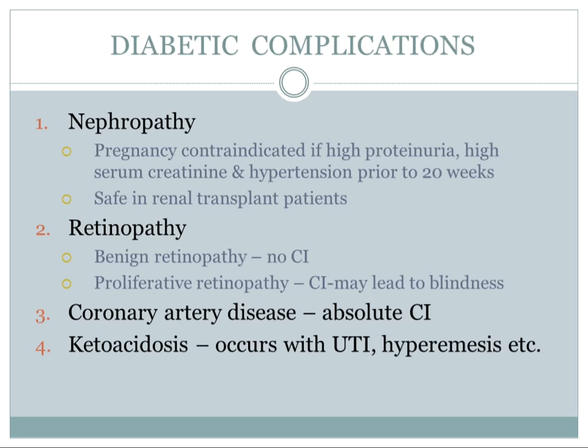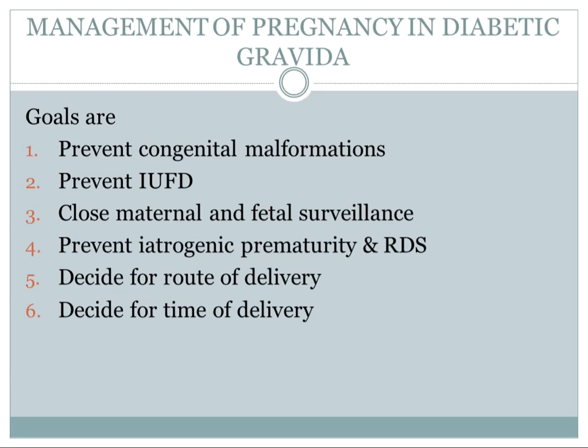But nowadays we have treatment with laser and all that. So even proliferative retinopathy is not a contraindication now. Coronary artery disease, if the patient has had a previous heart attack, then pregnancy is absolutely contraindicated. Then ketoacidosis, you have to be on the lookout for it, particularly if it is pre-gestational diabetes, type 1 diabetes. If the patient gets an infection, or has hyperemesis or any acute stressful conditions, she can become hyperglycemic, and then ketoacidosis can develop. So you have to look out for all these conditions.